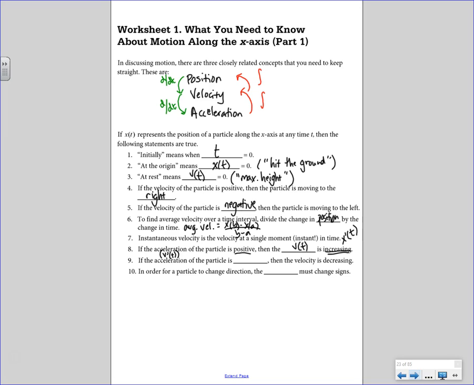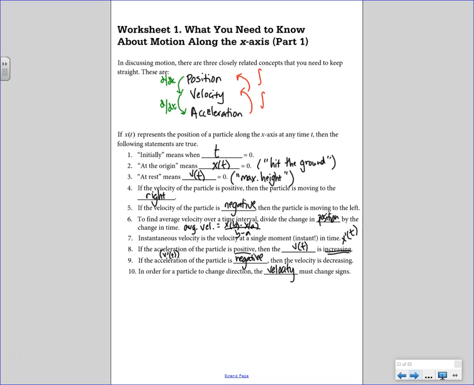So how do you guys feel about number 9? Good. So when the acceleration is negative, then the derivative of velocity is negative, which means velocity is decreasing. Number 10, how do you guys fill in: in order for a particle to change direction, the velocity must change signs. Not necessarily acceleration. You could be putting your foot on or off the accelerator pedal, and you could still be moving to the right. So acceleration can be positive or negative, and you still be moving one direction. The point is, what's the sign of your velocity?